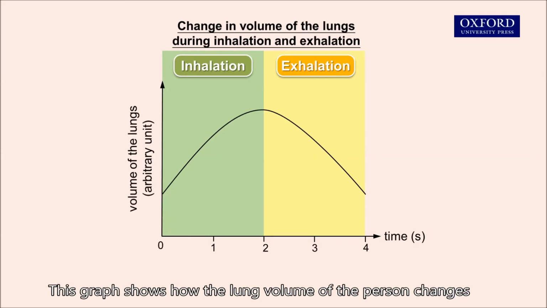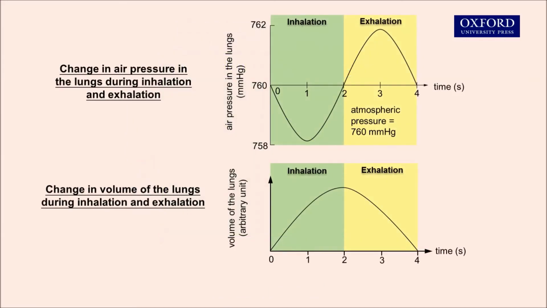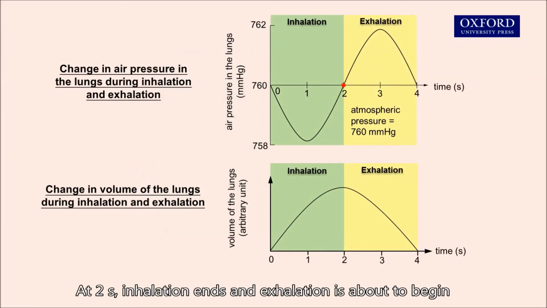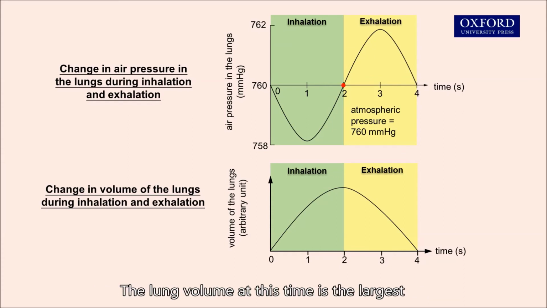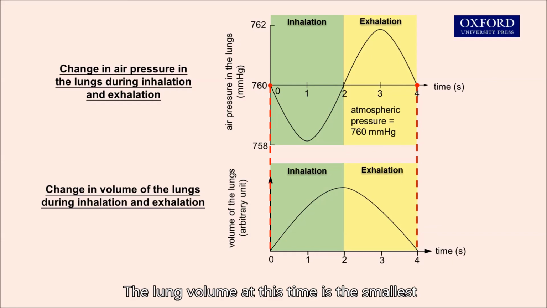This graph shows how the lung volume of the person changes in the 4-second period. At 2 seconds, inhalation ends and exhalation is about to begin. The lung volume at this time is the largest. At 0 or 4 seconds, exhalation ends and inhalation is about to begin. The lung volume at this time is the smallest.